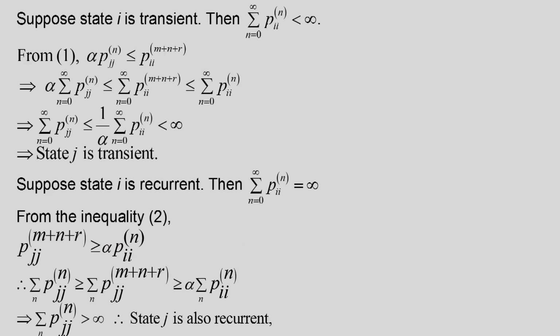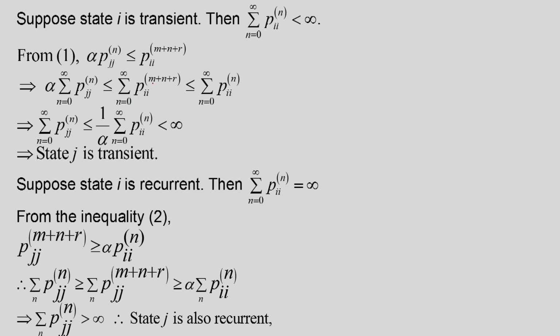Now suppose state i is transient. We proved that this is the case if and only if the summation of P_ii^n, n going from 0 to infinity, is finite. So this quantity is finite. Alpha P_jj^n is less than or equal to P_ii^(m+n+r). So we wrote this inequality in reverse order, and already we know that taking the summation up to infinity, we get that alpha times the summation from n equal to 0 to infinity of P_jj^n must be less than or equal to the summation of this from n equal to 0 to infinity.